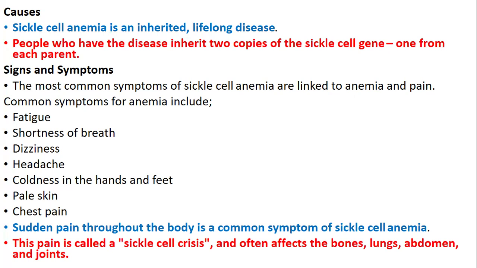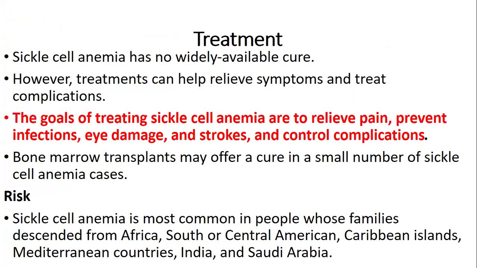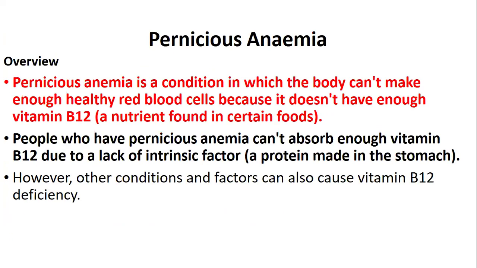This pain is called sickle cell crisis and often affects the bone lines as well as the abdomen and the joints. Sickle cell anemia has no widely available cure. The goals of treating sickle cell anemia are to relieve pain, prevent infections, eye damage, strokes, as well as control other complications. The risk factors are from families that are carriers and those that have descended from certain regions of the world, including from Africa, South and Central America, the Caribbean islands, amongst others.